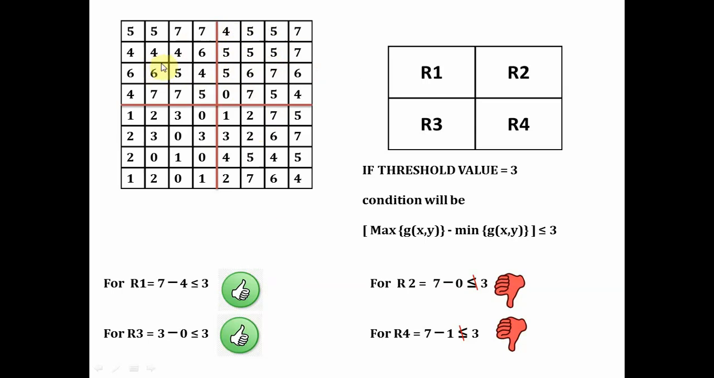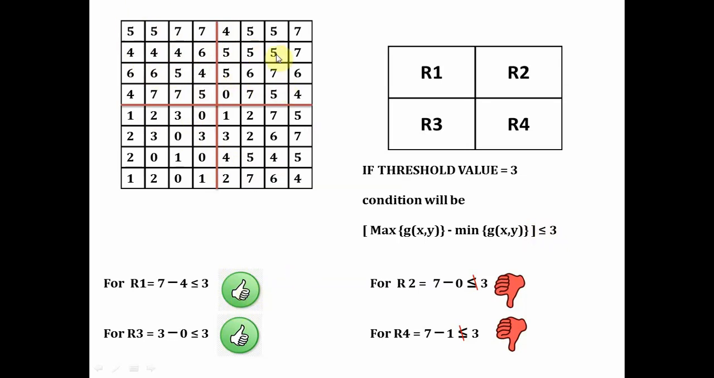Now I will give a name to each and every region. Suppose I have split my region into four parts. R1 is the first region, R2 is the second region, R3 is the third region, R4 is the fourth region. Okay. Now what is the maximum value? You need to consider each and every region. The maximum value for R1 is 7, and 7 minus the minimum value is 4. So 3, yes, you are satisfying. I mean, you have satisfied the condition. Okay. So yes, thumbs up.